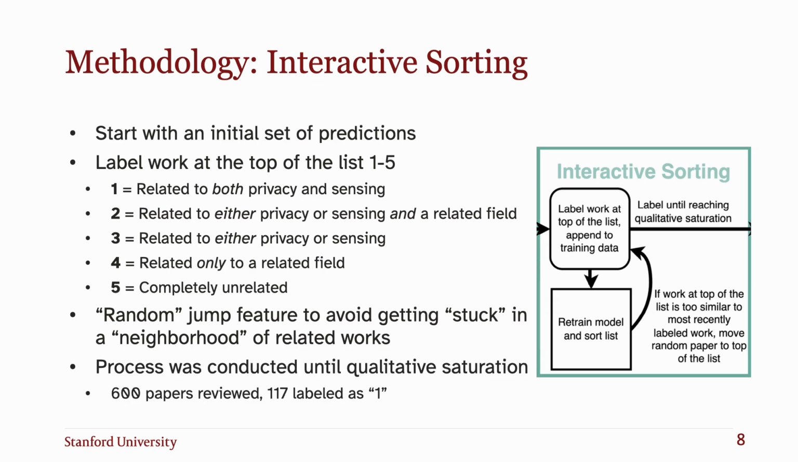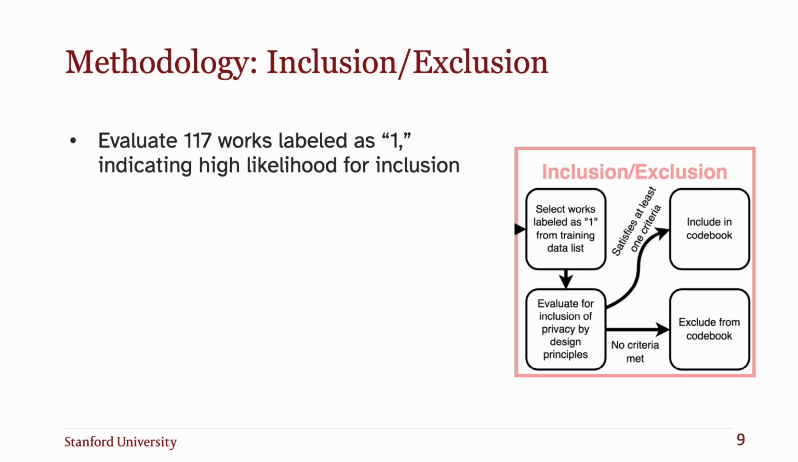This process was conducted until qualitative saturation, resulting in 600 papers reviewed through this process, of which 117 were labeled as a 1, denoting a high likelihood of being included in our codebook. We then evaluated these 117 works through our inclusion-exclusion criteria.